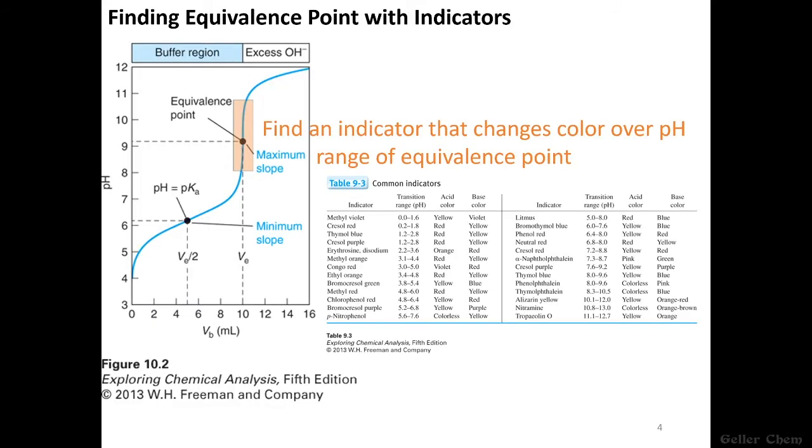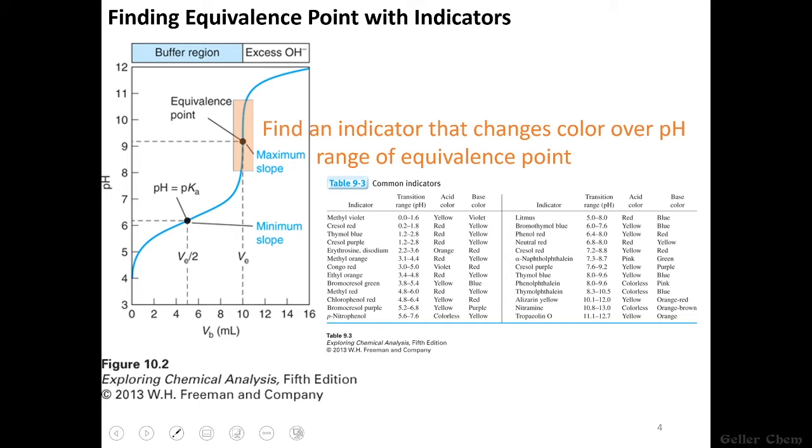Now, what if you didn't have a pH probe to identify this sharp region right here? How would you find the equivalence point? Well, you would use something called an indicator. And if you've done a titration in some Gen Chem lab, you've probably used one of these before. In fact, you probably used this one over here called phenolphthalein. But notice there are many indicators out there. And we'll get into the logic of how these work later.